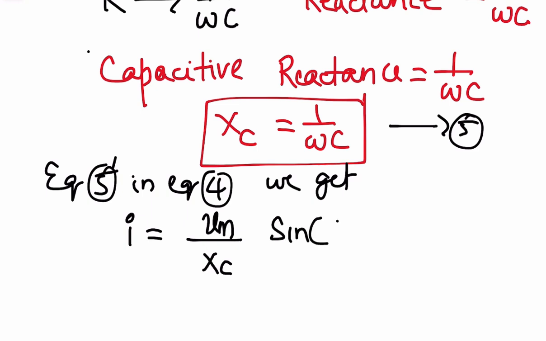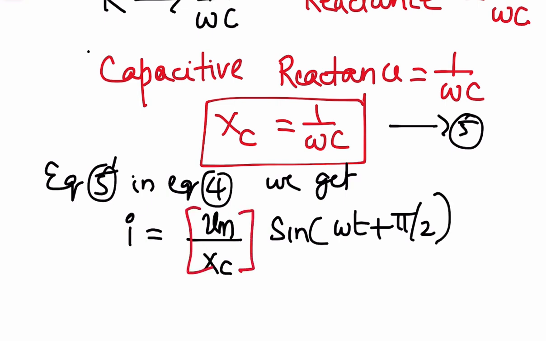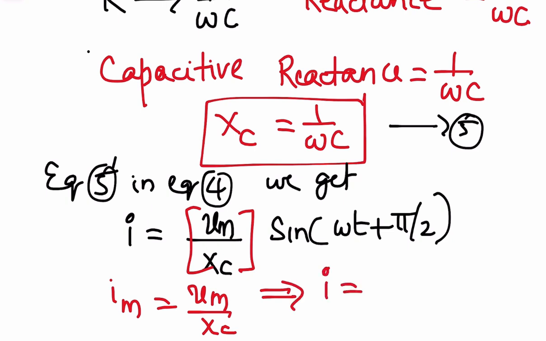Let us take this as the maximum value of current, that is Im is equal to Vm by Xc. Therefore, you will get I is equal to Vm by Xc, and in place of that I am now writing Im. Therefore, you will get Im sine omega t plus pi by 2. This is the equation of the current. Let it be equation number 6.